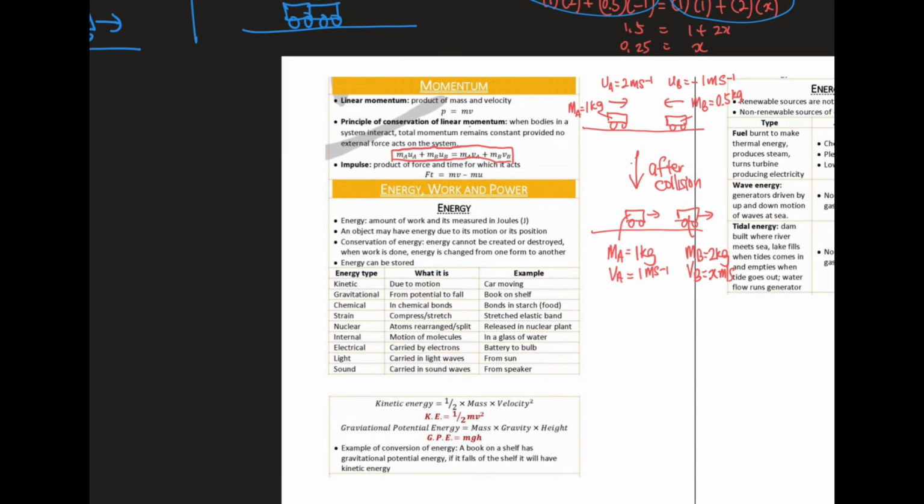After principle of conservation of linear momentum, we have impulse. So impulse is the product of force and time for which it acts. So you take the force, multiply with the time, then you get the impulse. Or you can also take mv minus mu to get the impulse. So there are 2 formulae to find out the impulse: Ft or mv minus mu.